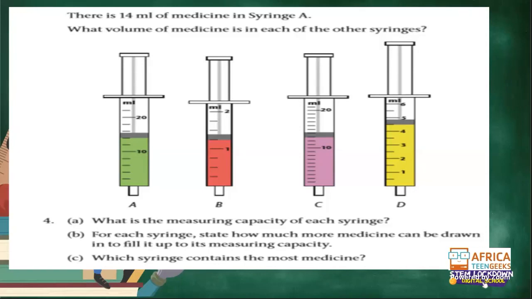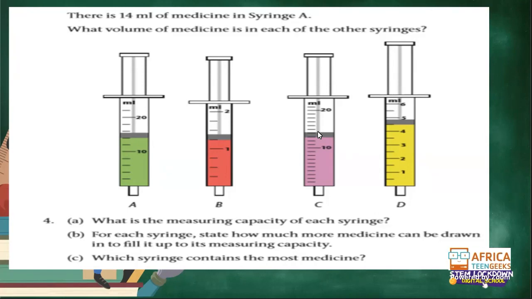7 milliliters. Thank you, Shakira. It is 7 milliliters. All right, and looking at syringe D, we have 4.5 milliliters of volume and we have 6 milliliters of capacity. How much do we need to fill it up? 6 milliliters minus 4.5 milliliters. Thank you, Shakira. It is 1.5 milliliters for us to be able to fill it up to its capacity.